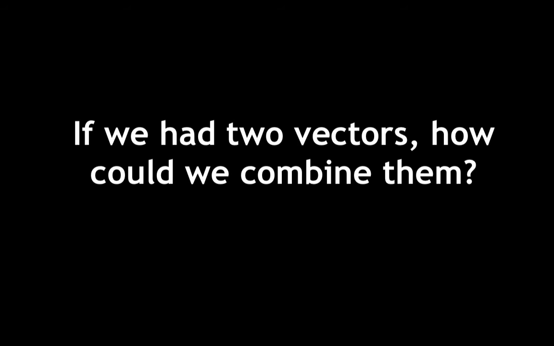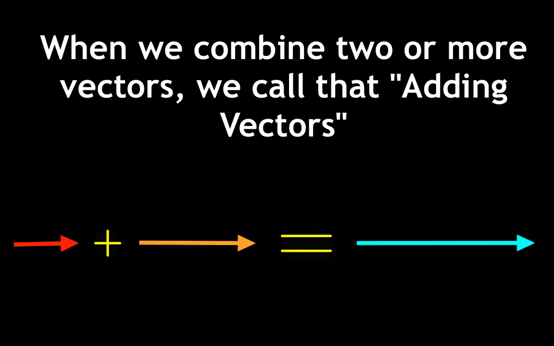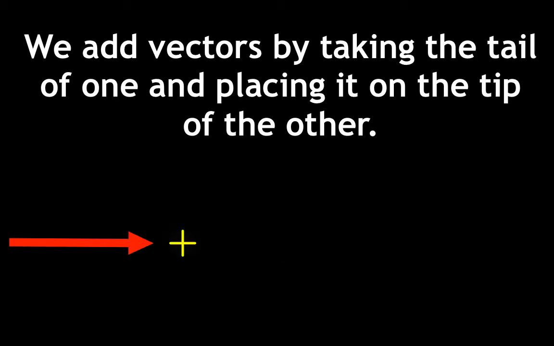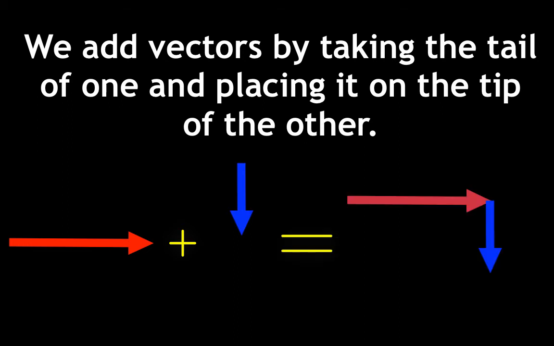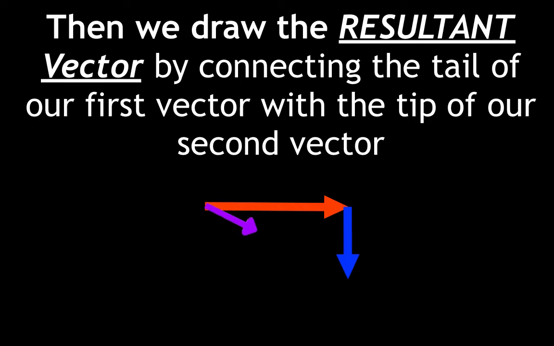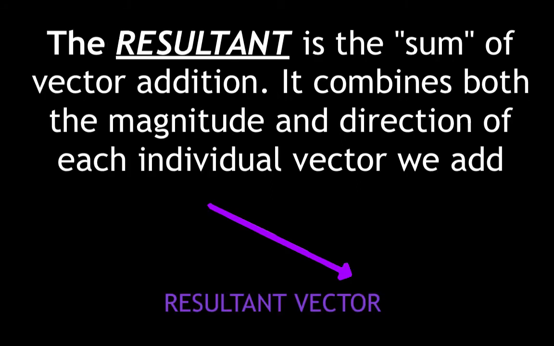Adding vectors. When we combine two or more vectors, we call that adding vectors. So if we take the lengths of those vectors and add them together, we should get the length of our new vector. This becomes a little bit more complicated when we have forces at an angle. We add vectors by taking the tail of one and placing it on the tip of the other. Then we draw the resultant vector by connecting the tail of our first vector with the tip of our second vector. The resultant is the sum of the vector addition. It combines both the magnitude and direction of each individual vector we add.